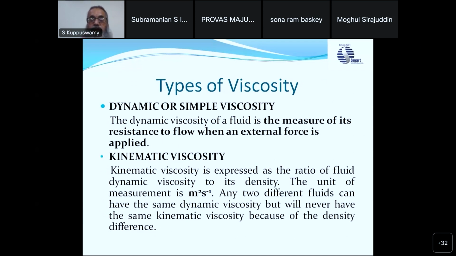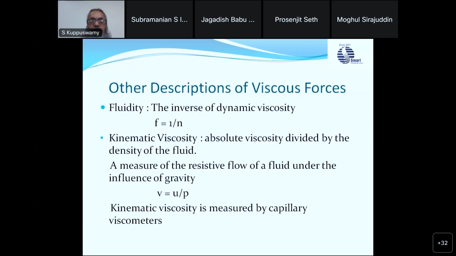So, types of viscosity. Dynamic or simple viscosity is the measure of a fluid's resistance to flow when an external force is applied. That's simple viscosity. One more viscosity is kinematic viscosity. It is expressed as the ratio of fluid dynamic viscosity to its density. The unit of measurement is meter squared per second. Any two different fluids can have the same dynamic viscosity, but will never have the same kinematic viscosity because of the density difference.